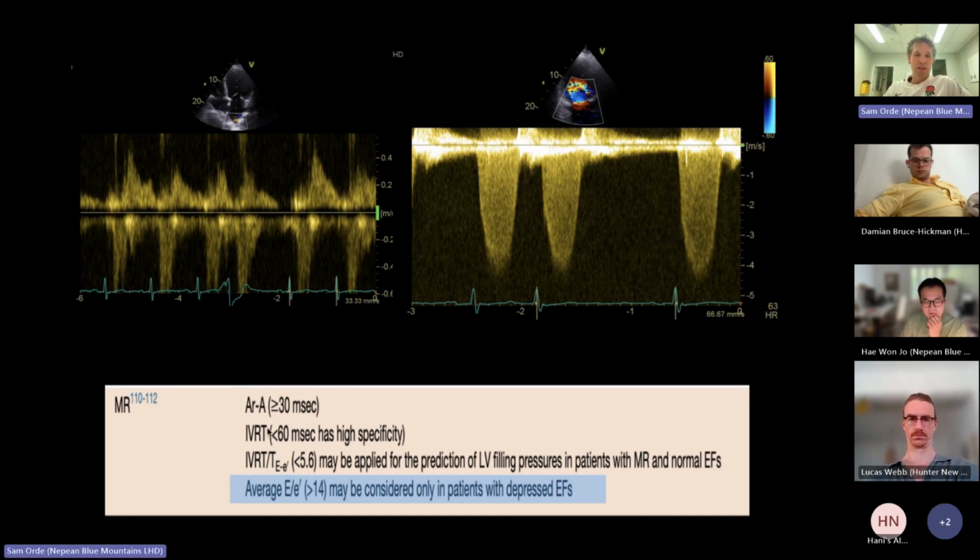You can also look at the isovolumetric relaxation time, and I'll show you an example of where I've used that, and also look at the AR to A duration. But again, to be honest, I don't do that too much. With significant MR, particularly looking at E to E prime, the literature would say no validation in the critically ill that I'm aware of, or for your IVRT.